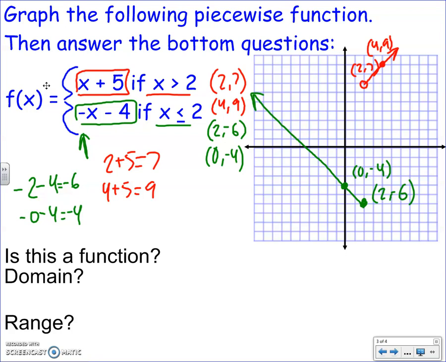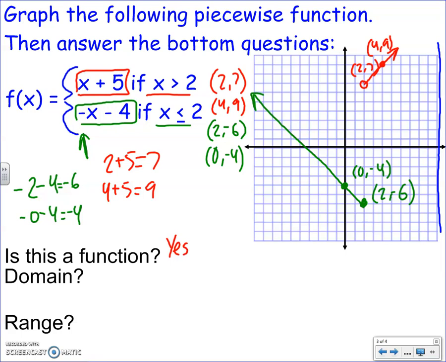If I drag a line, let me just do like this. If I drag this line over the graph, does it touch twice at any point? So it touches once, only the green line. Right here, it touches red and green, but look, the bottom one's closed, it counts, the top one's open, it doesn't count. So this is still a function. This passes the vertical line test. So the answer is yes. It's still a function.